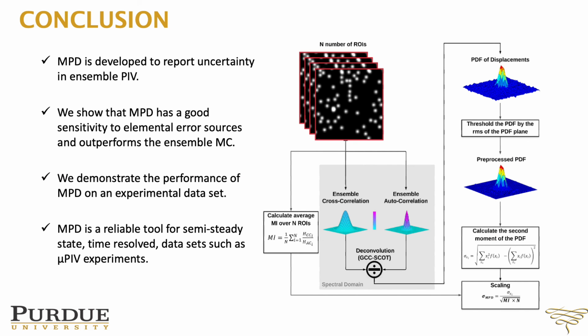To conclude, we presented MPD as a novel approach for estimating uncertainty in Ensemble PIV. We showed that MPD has a good sensitivity to all different PIV elemental error sources, and it outperforms the Ensemble MC. We also demonstrated its performance on an experimental dataset. MPD is a reliable tool for semi-steady state time-resolved datasets such as micro PIV experiments.